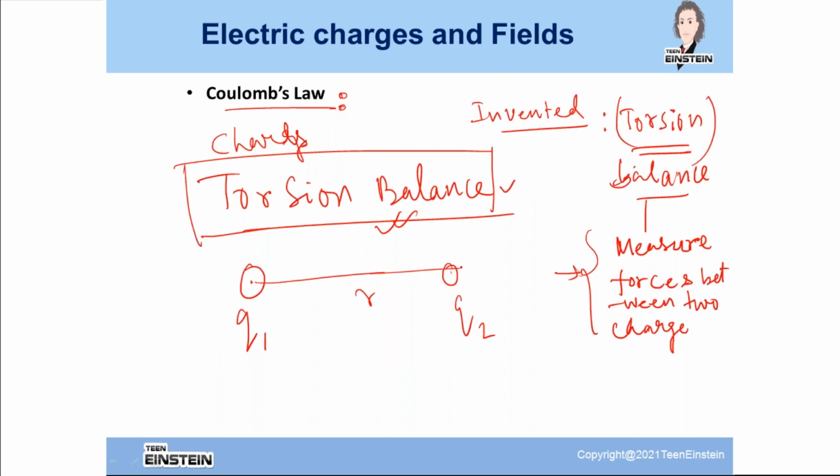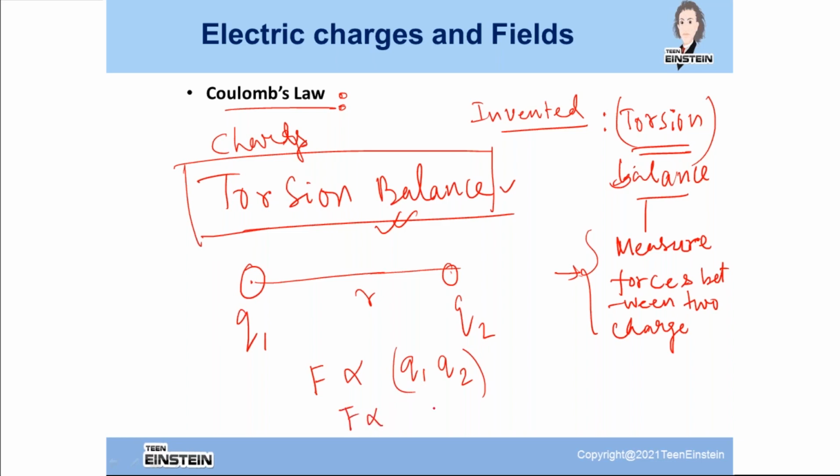I'll just tell you the main fact over here. So what he had proposed in his law is that the Coulomb force between two charges Q1 and Q2 which are separated by a distance r is directly proportional to the product of the charges Q1 and Q2, and it is inversely proportional to the distance between the charges.